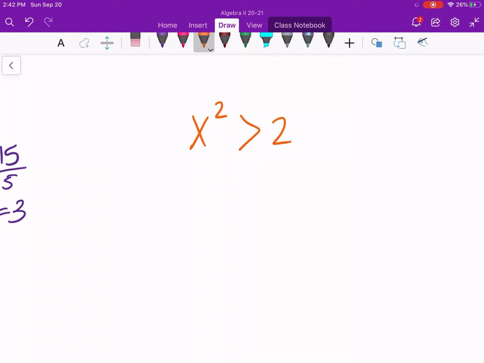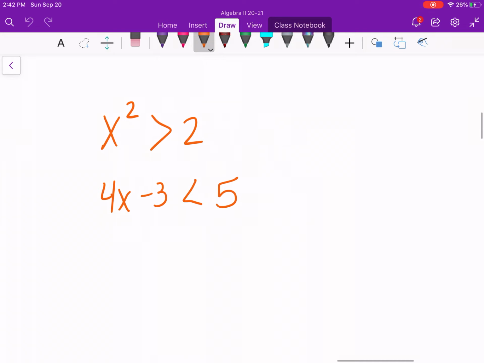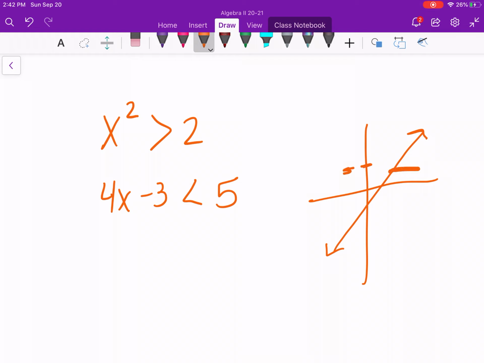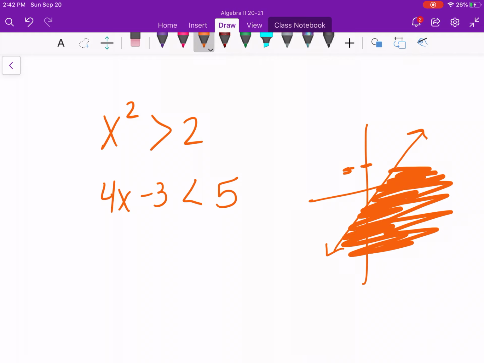Okay? Or if I have the equation 4x minus 3, I want to know where on the graph that line is less than 5. I'm going to use a graph to shade in those possibilities, okay? So if I have my line, which is 4x minus 3, and I want to know everywhere that it's less than 5, well, that's everywhere underneath the line that is less than 5.